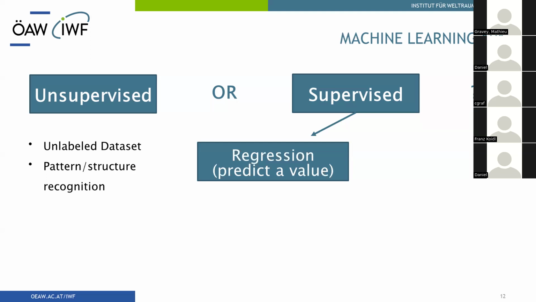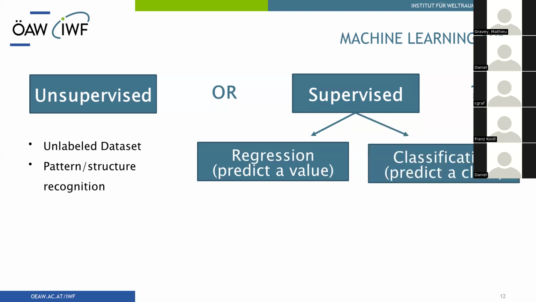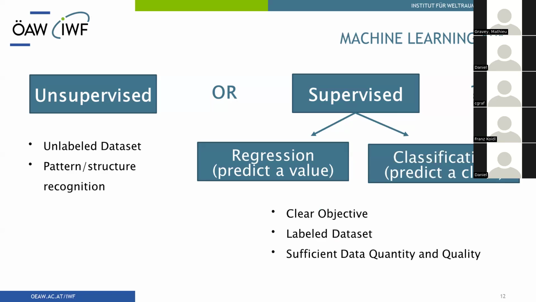And then on the other hand, we have classification problems which aim to predict a class. A class task would be to differentiate if the object is of cylindrical shape or a box. But no matter which task we choose in the end, these are the three things we need to work on: the task, which is a clear objective, a labeled data set, and sufficient data quantity and quality.